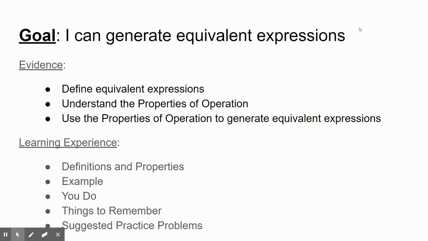In this video, we're going to look at how we can generate equivalent expressions. To do this, we're going to first define what is an equivalent expression, just in case you don't know. Then we're going to look at the properties of operation. There are three of them. Really, there's one that's super important. And then we're going to use those properties to help us generate equivalent expressions.